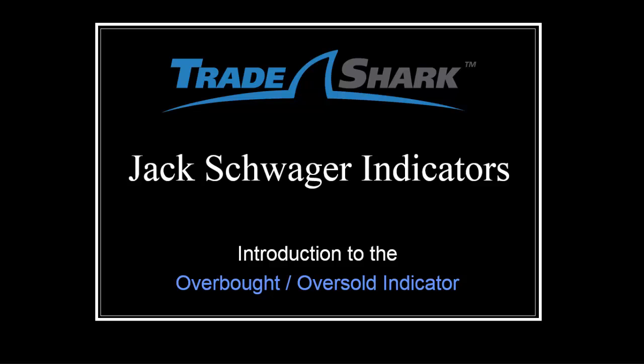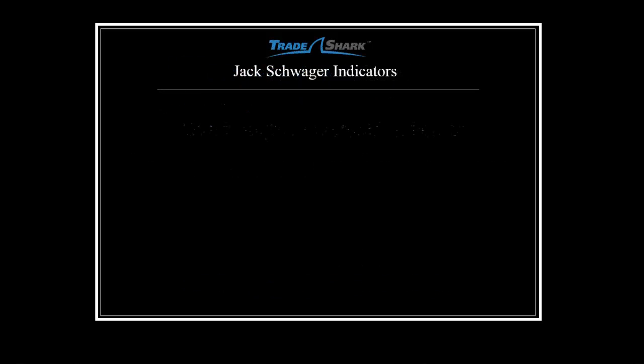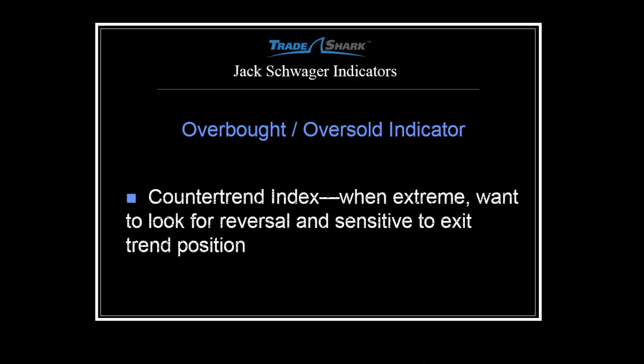The Overbought Oversold indicator has two different applications. First, it can be used as a counter-trend index, which when it reaches extreme levels is a sign that you should be looking for a potential reversal or a sensitive condition to exit the trend position. For example, if the Overbought Oversold indicator had a very negative reading, then that would be a sign to be looking for a reversal to the upside.